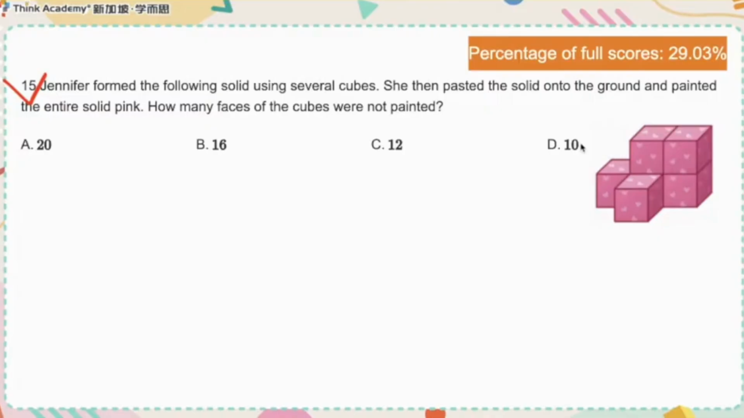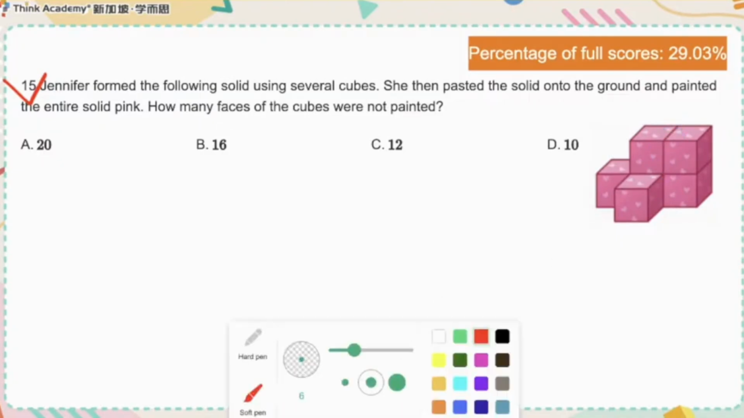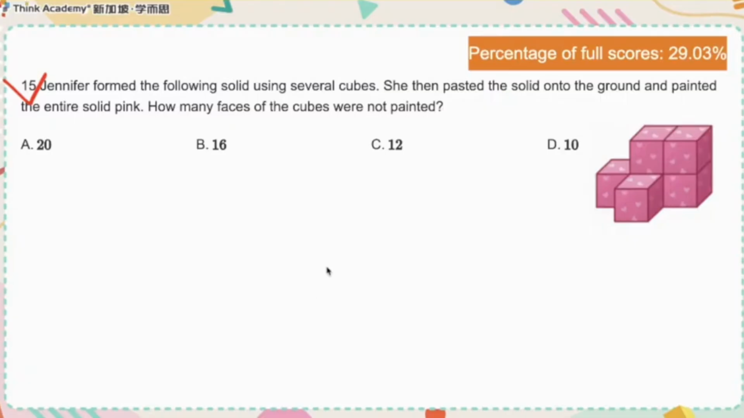If I put them together, everyone, you see, the 2 faces in the middle, will they be painted? Yes or no? No, right? So we can see, just like in the figure, between these 2 cubes, these 2 faces, will they be painted? Yes or no? No, right? So we can see, here are some faces we can never paint. But how can we observe?